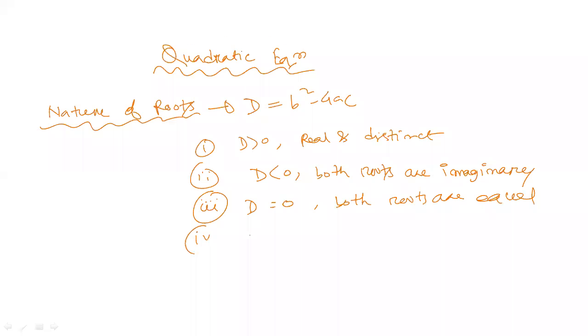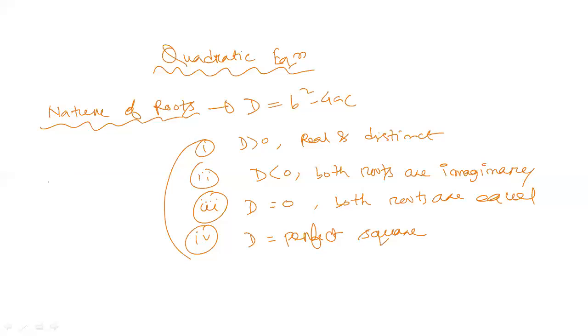Number 4, if D is a perfect square, then the roots are rational, rational and distinct. So what is the difference between number 1 and number 4? If D is greater than 0, then the roots are real and distinct.